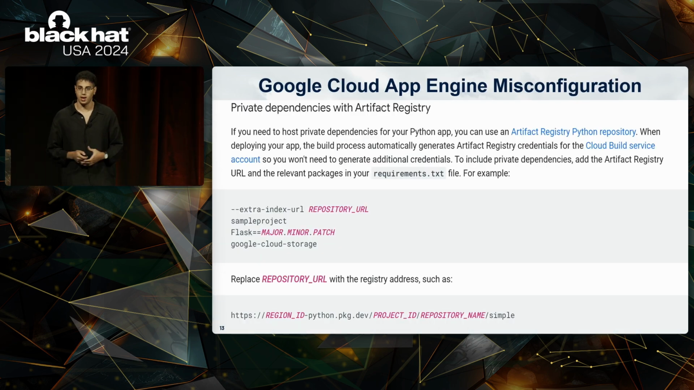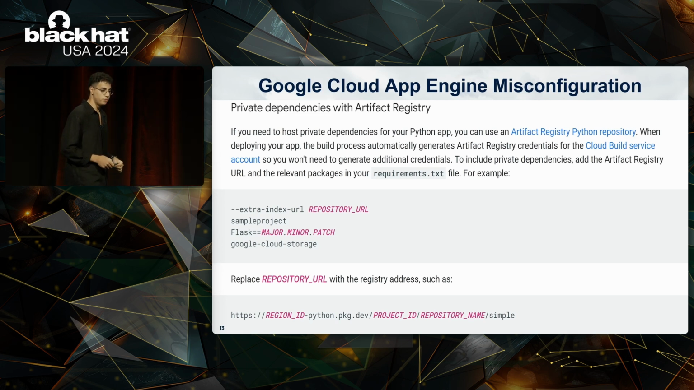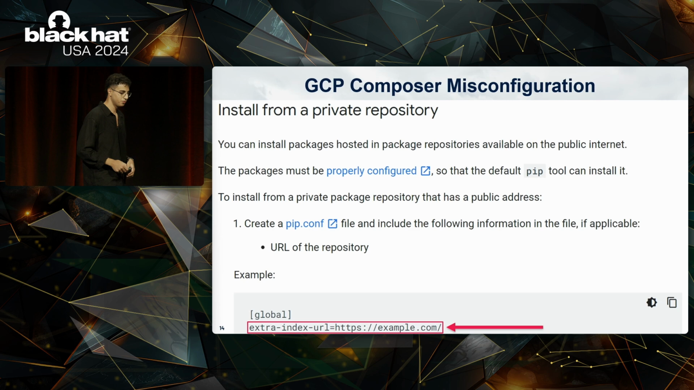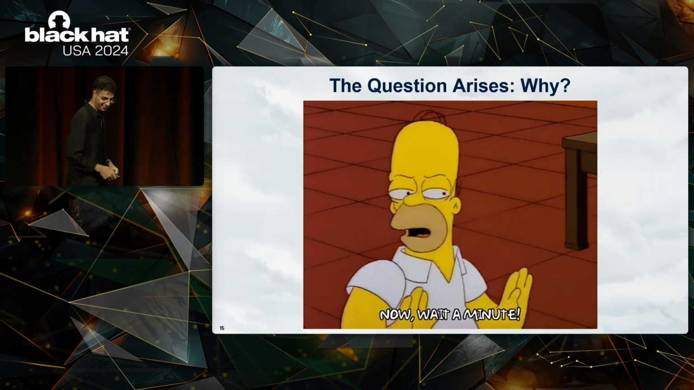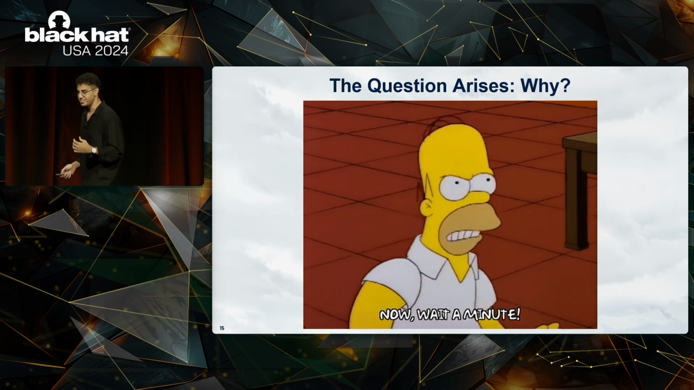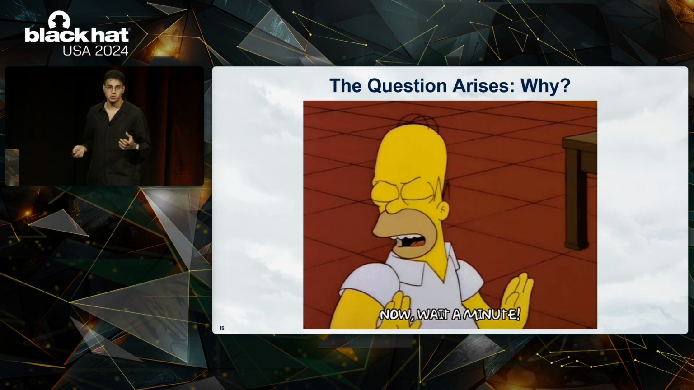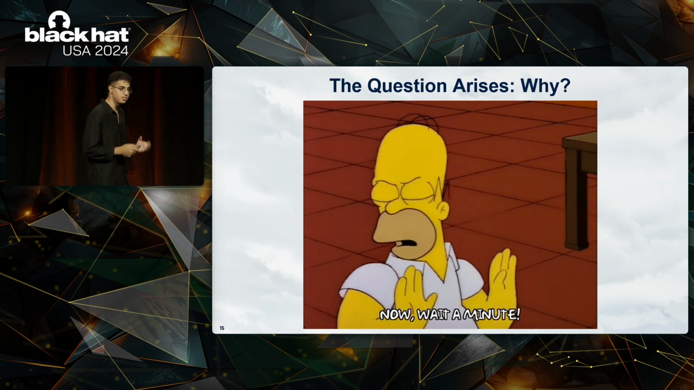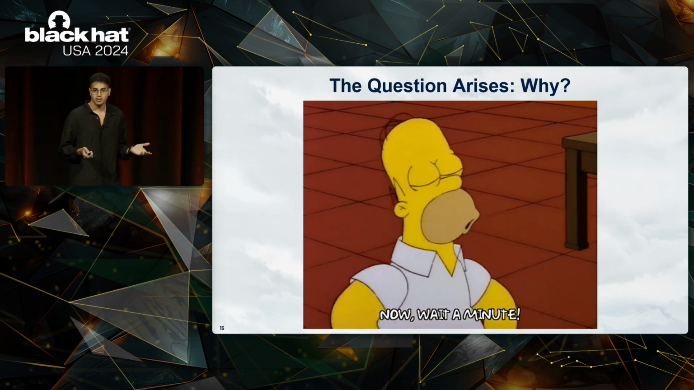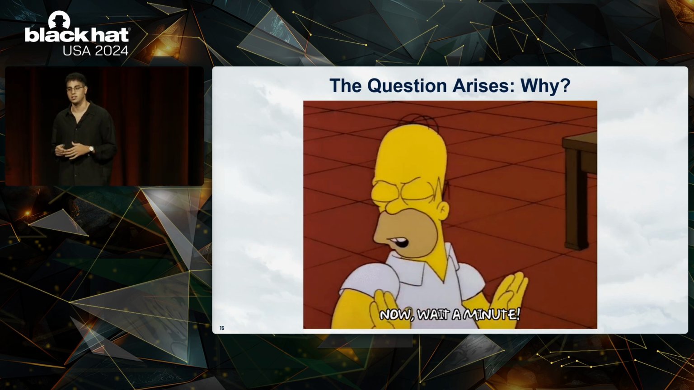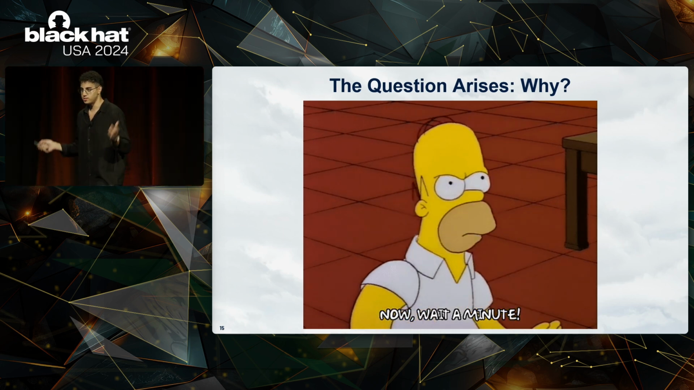And I found the Google Cloud App Engine, also another misconfiguration of a false documentation that guides users into using this argument. Not only that, also GCP Composer. What the hell did just happen? These are 3 services that Google advised in the past, I will correct myself, to use this extra index URL argument, and you saw how dangerous and risky this argument is. And we can now know that there are a lot of GCP customers that follow this guidance and are now vulnerable to dependency confusion. So Google has a bug bounty platform.